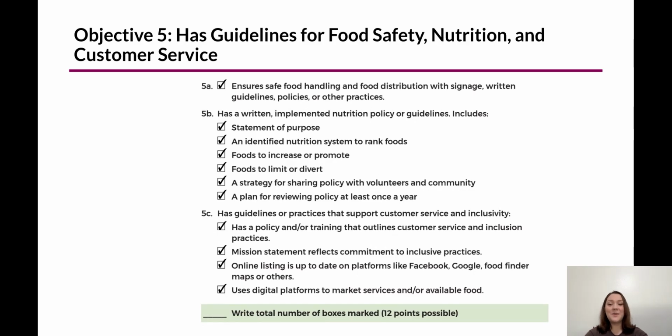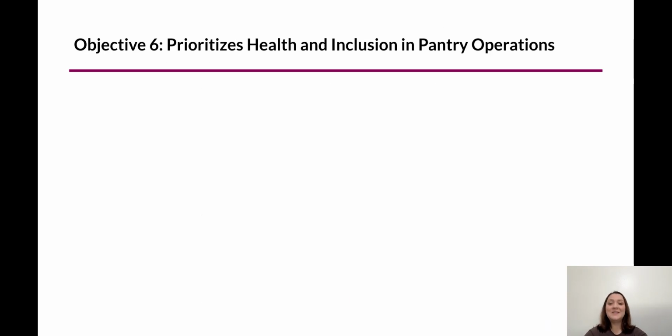After you go through all 3 practices for Objective 5, you may tally up the total number of boxes checked and scored. There are a total of 12 points possible. And that concludes Objective 5 of the NEFPAT Plus. Let's get into Objective 6 of the NEFPAT Plus now.